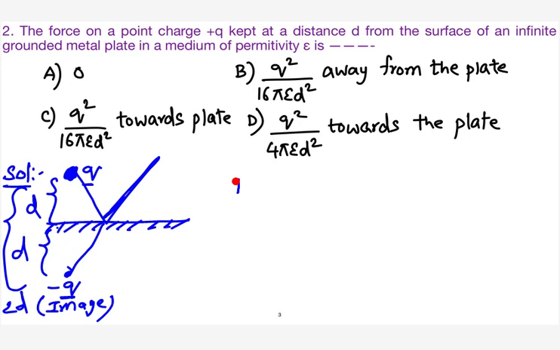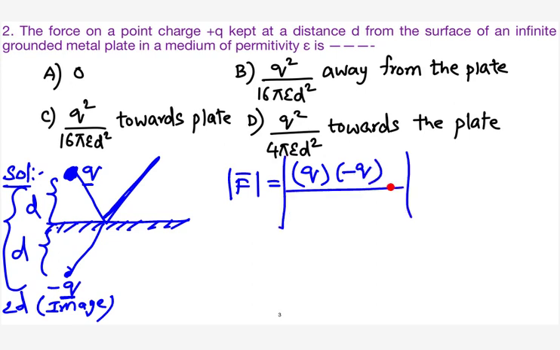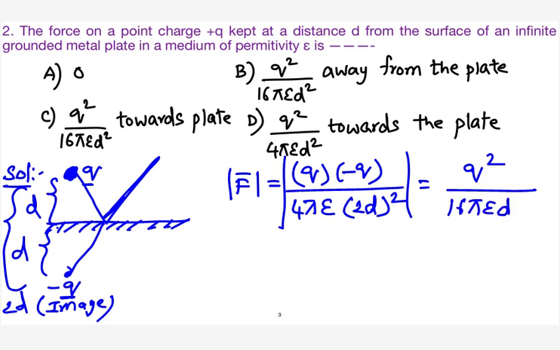So what is the magnitude of the force right now? Q1 is plus q and q2 is minus q, divided by 4 pi epsilon into the total distance, which is nothing but 2d whole square. So this will be q square divided by 16 pi epsilon d square. So this is the magnitude of the force which is existing.